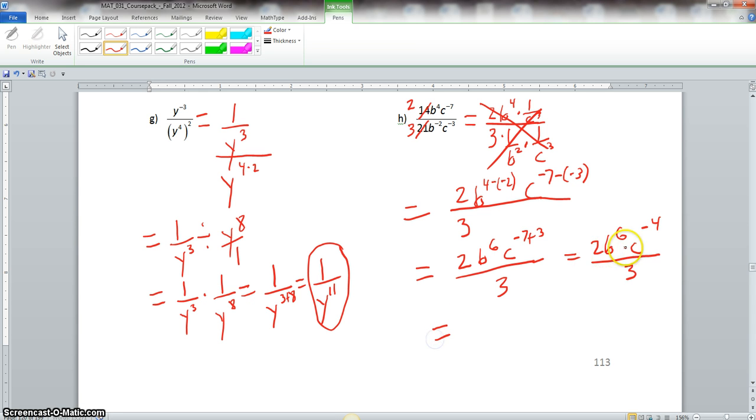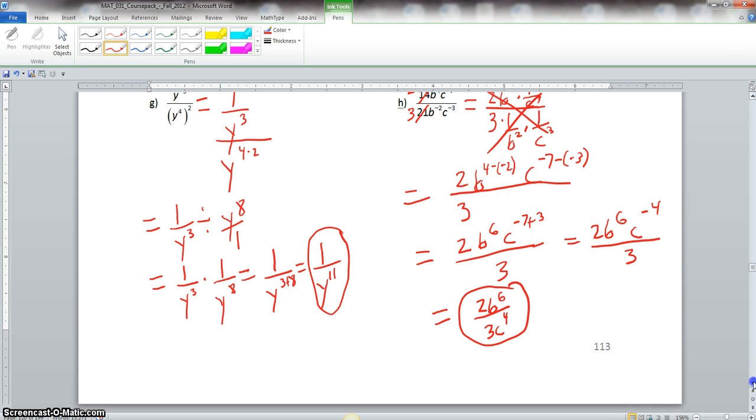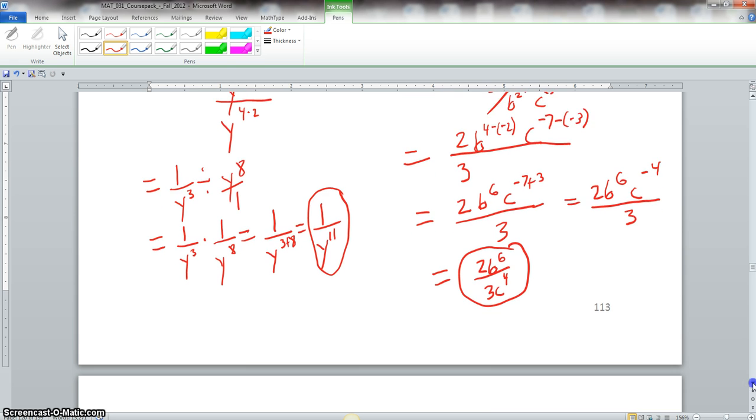Now remember what I told you all before. You could institute a shortcut here. This will give us 2b to the 6th power all over 3c to the 4th power. And we're done. That's a lot shorter than the route we were going initially.